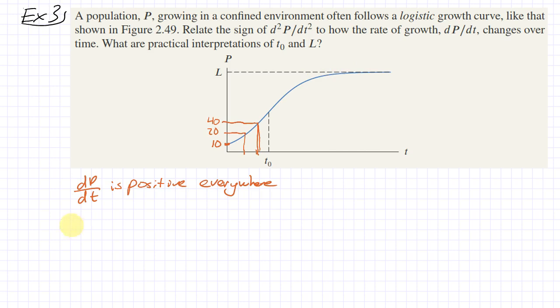So dp over dt, the rate of change of this, is increasing on the interval 0 up to t0. And when that happens, what is the second derivative doing? The derivative of dp over dt. If dp over dt is increasing because it's getting steeper, then that makes this positive.